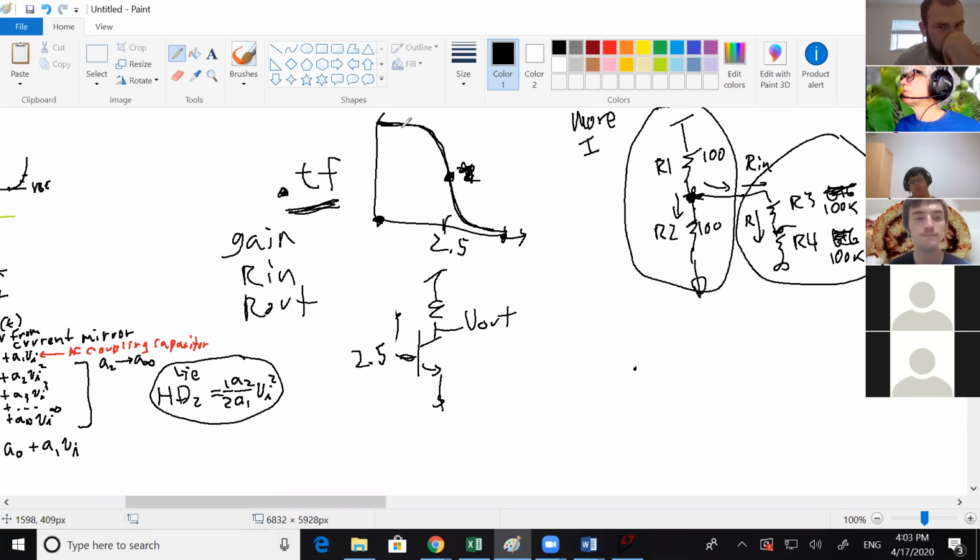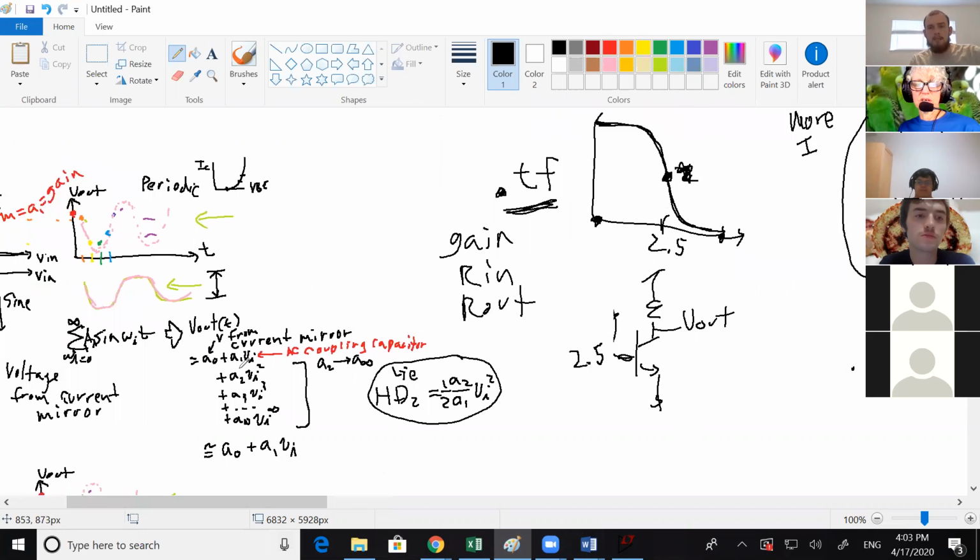A vacuum tube is basically an amplifier. It's like a transistor, so it also has a transfer function. It's shaped a little bit differently, and therefore those later coefficients aren't zero. And a lot of audiophiles think that gives you a nicer sound.